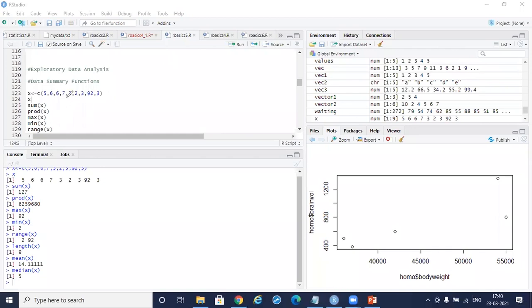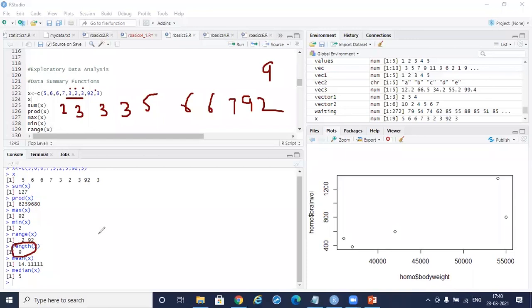Suppose here it will put all the data in ascending order: 2, 3, 3, 2, 3, 3, all the data in ascending order. And then 6, 2 times 6 is there, and then 92 is there, and here 7 is there. Now it is finding out, because the total length is 9 here, it is looking at the data as odd, because 9 is odd here, so we can leave the odd number here.